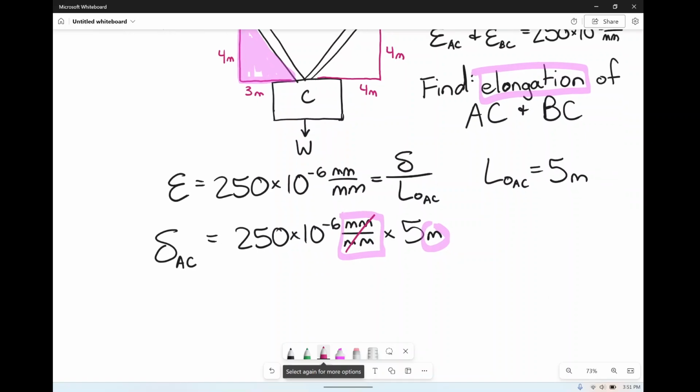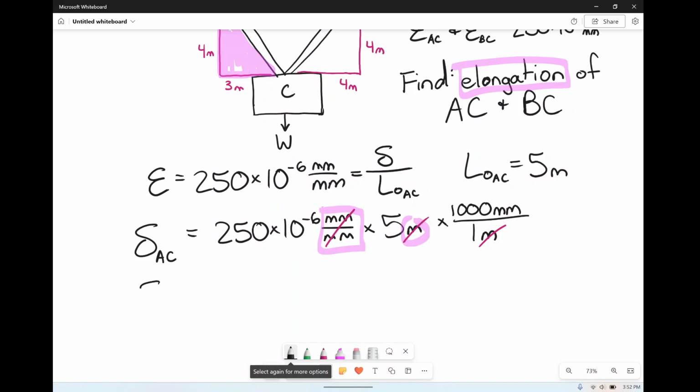So yeah, that's going to be really tiny. If you don't want a value in terms of meters, if you want it in millimeters, then fine. We'll just multiply by 1,000 millimeters and 1 meter, and these units will now cancel, and I'll be left with millimeters. It's kind of up to you with what you want. So there we go. Ultimately, we're going to get that the elongation here of our rod AC is 1.25 millimeters.